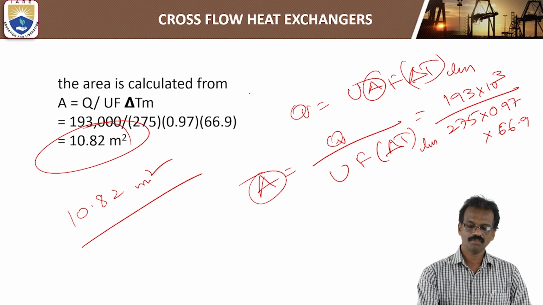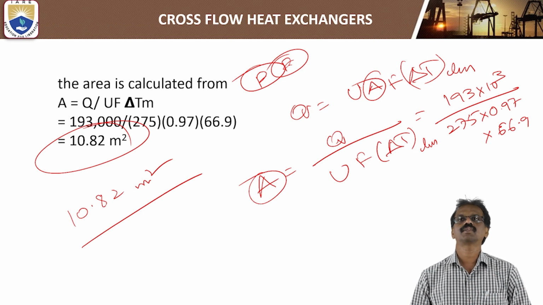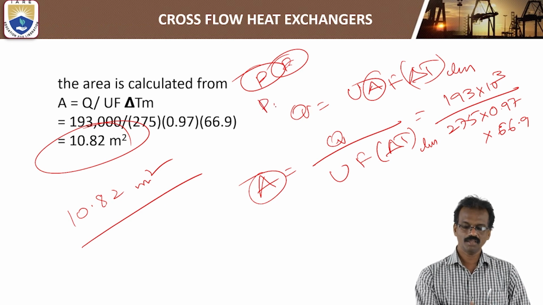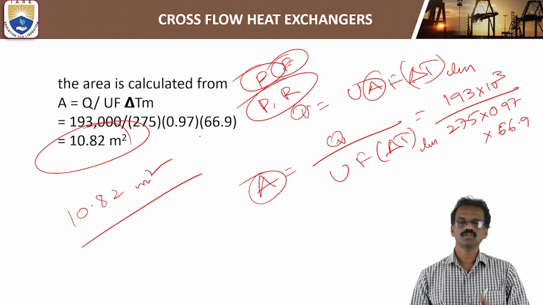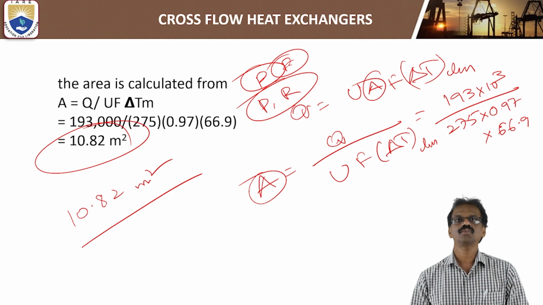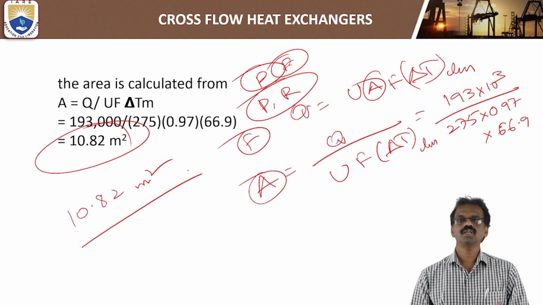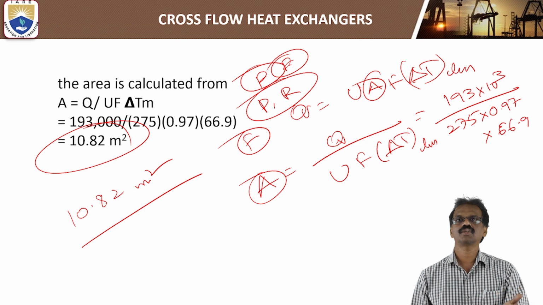You know that for the correction factor, the P and R values are very important. You know the formulas for P and R. By using those formulas, we can find out P and R. By using those P and R, we can find out the correction factor with the help of the data book. If you know the F value, the remaining process is the same as for the counterflow. Then you can solve whatever parameters are asked in the numerical.